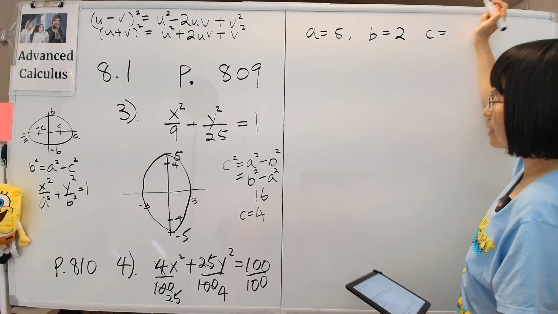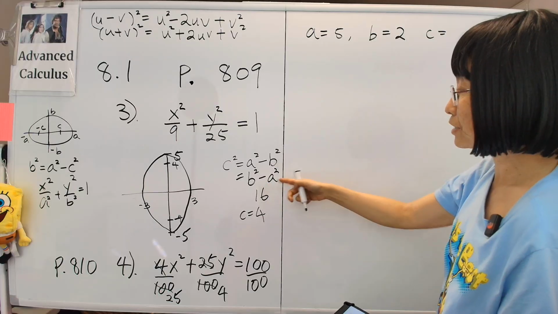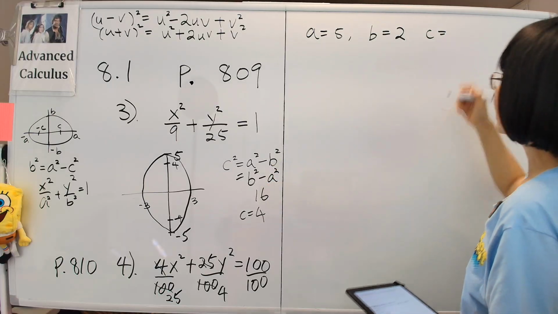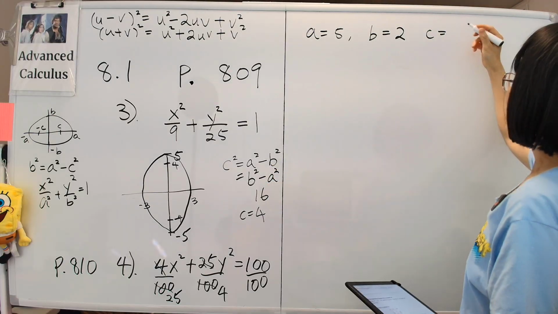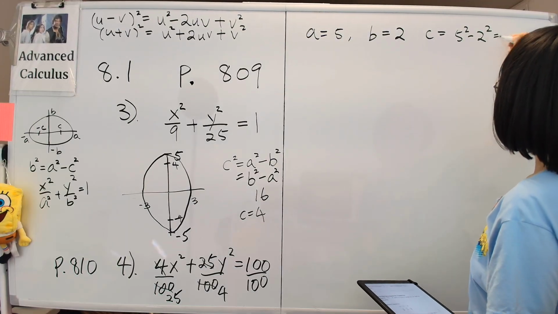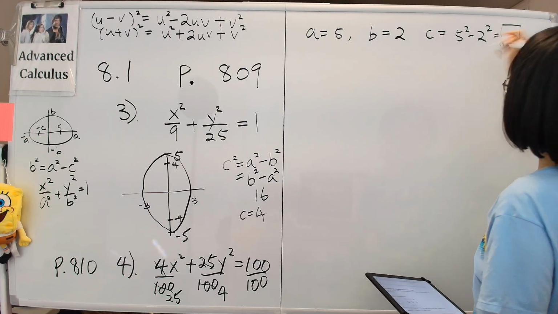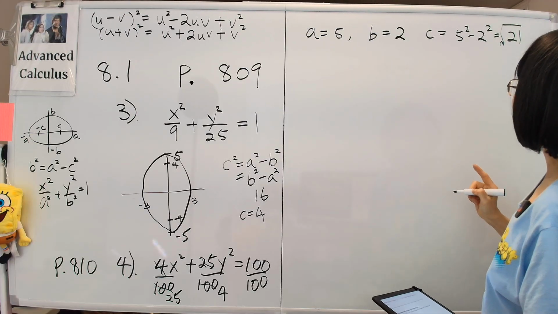And so they want C. C is the 5 squared minus 2 squared. Okay, C is whichever one's bigger, subtract by the other one of the A's and B's. So 5 squared minus 2 squared is 25 minus 4, which is 21, and take the square root.